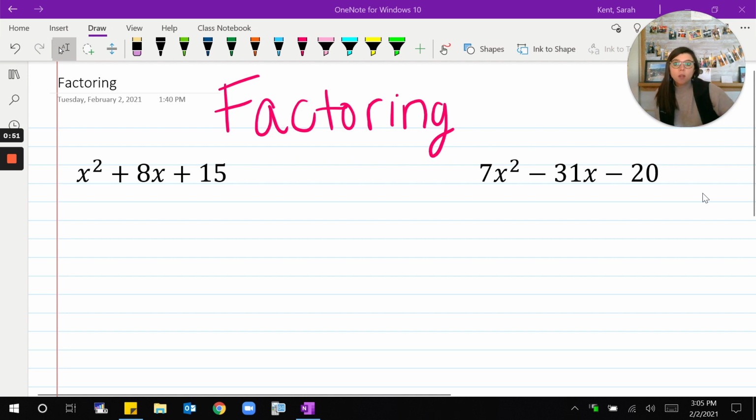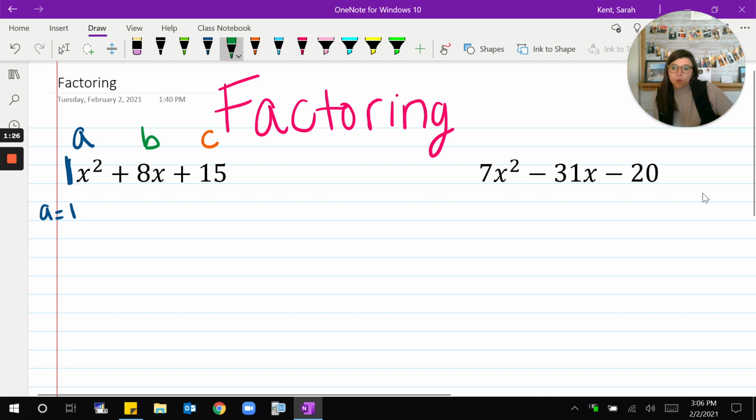So in every quadratic, we'll have 3 letters. We will have A, we will have B, and we will have C. A will always go with x squared. So if we look at this x squared, we see no number in front. If there's no number in front, we know that it is 1. So for this quadratic, our A equals 1.